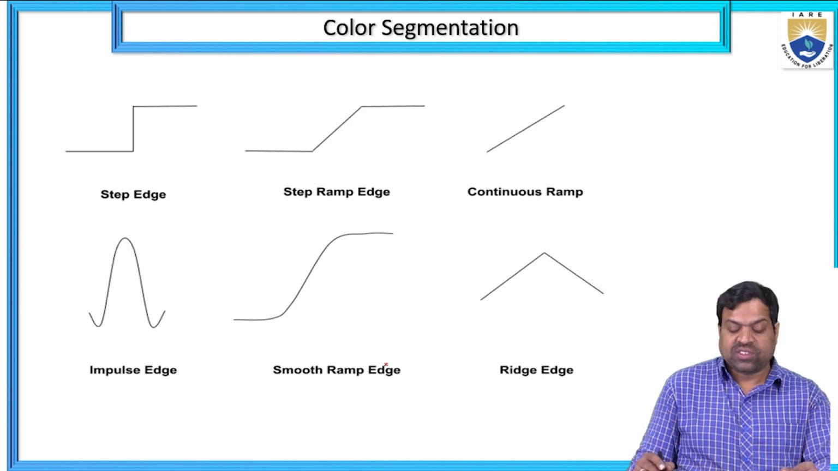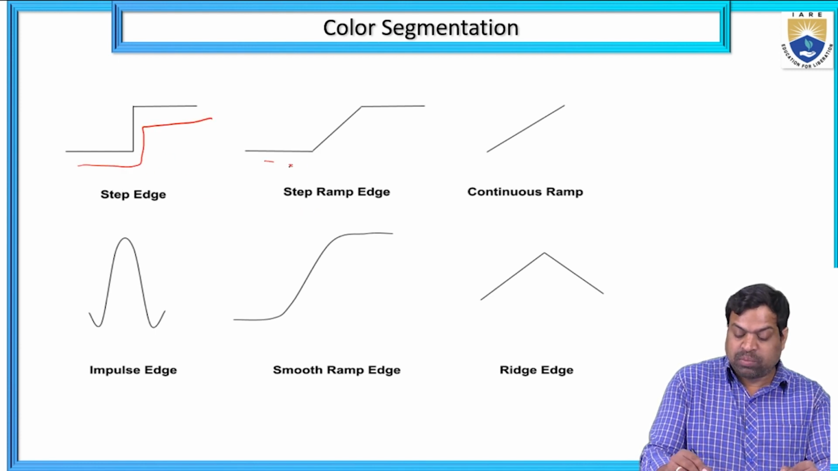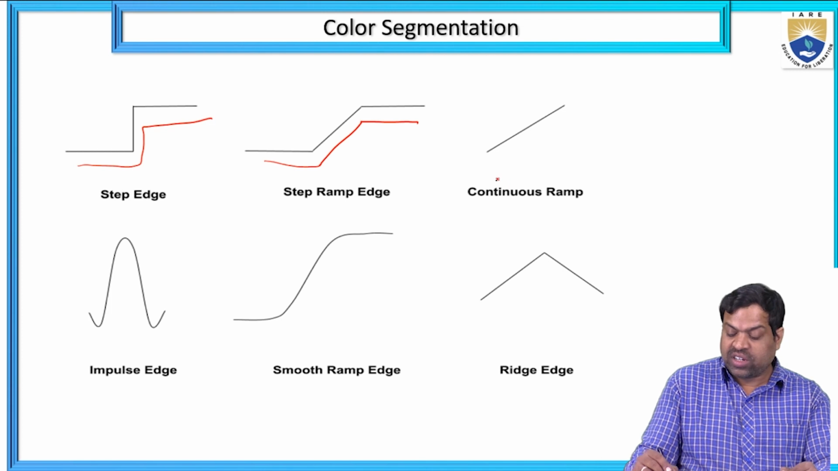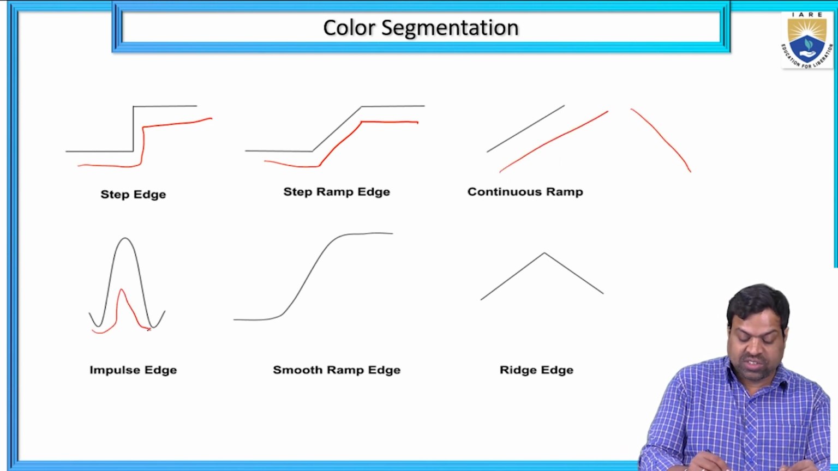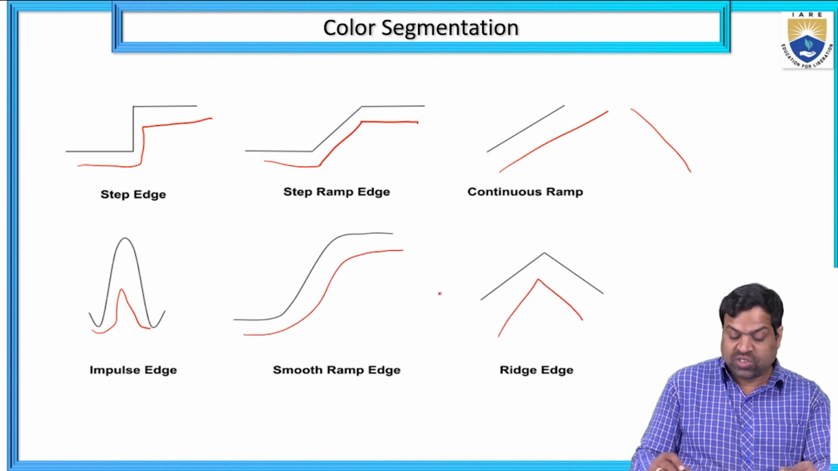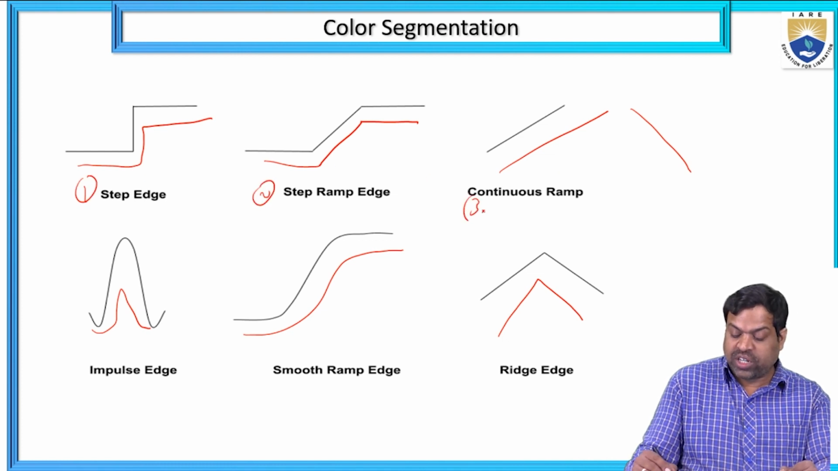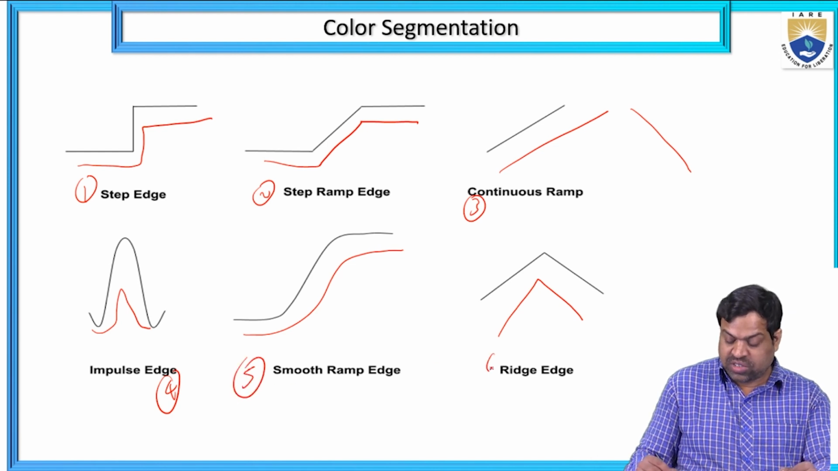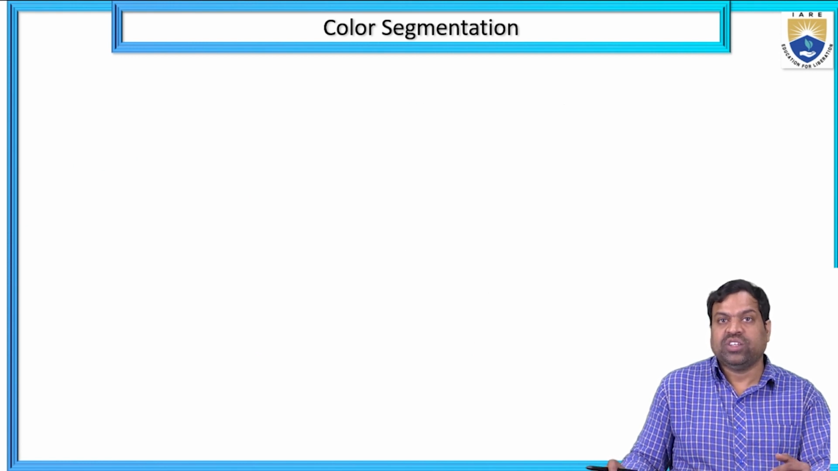So these are some examples of edges: the step edge, the step ramp, the continuous ramp, the impulse edge, the smooth ramp edge, and the ridge edge. So these are the 6 types of edges.